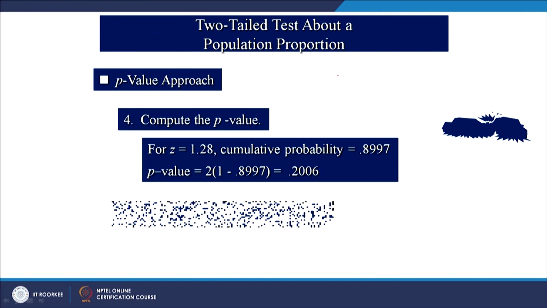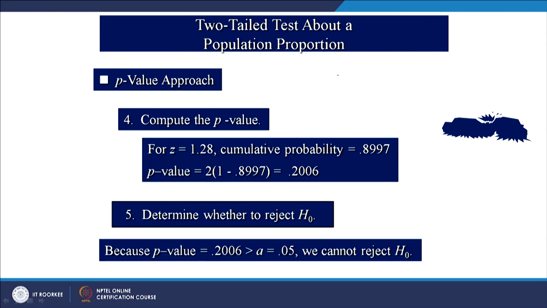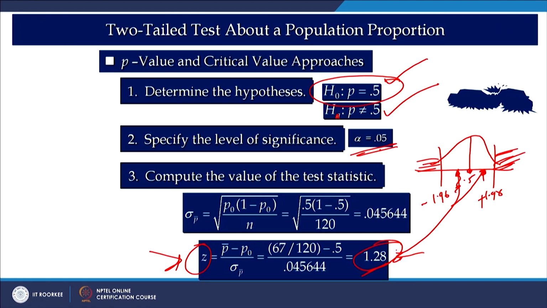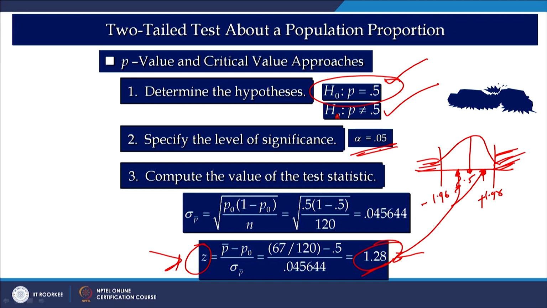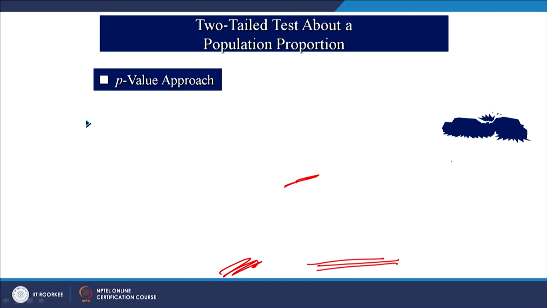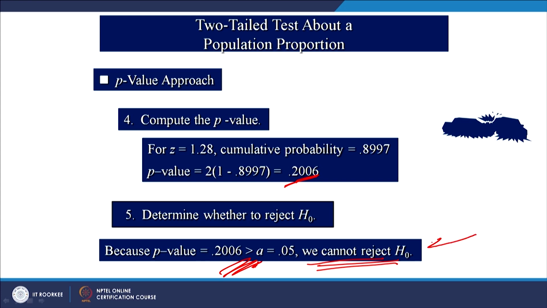In fact, in this question you will get the same answer using the p value approach as well. We will not reject the null hypothesis because the p value is more than alpha. The same is the decision we took here. We are not rejecting the null hypothesis because the calculated Z value is in the non-rejection region. The same is the answer using the p approach or probability approach.